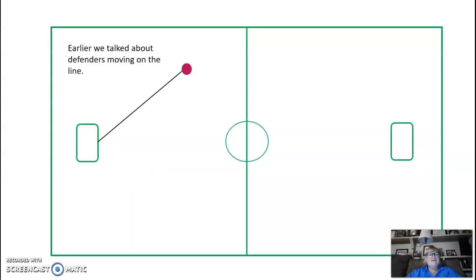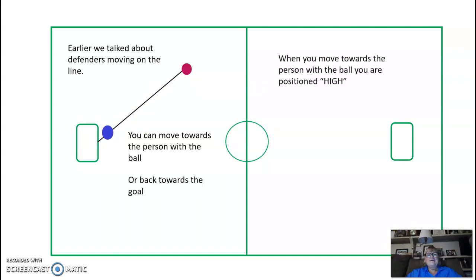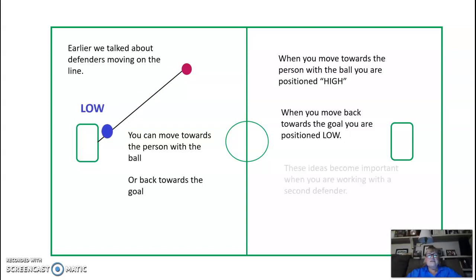All right, so earlier we talked about defenders moving on that line. They can move towards the person with the ball, or they can move back towards the goal. Okay? When you move towards the person with the ball, you are positioned high. That's how we refer to it. You're close to the ball, you're away from the goal, you're positioned high. When you move back towards the goal, you're positioned low. You're still on the line of danger, but you're in the low position.